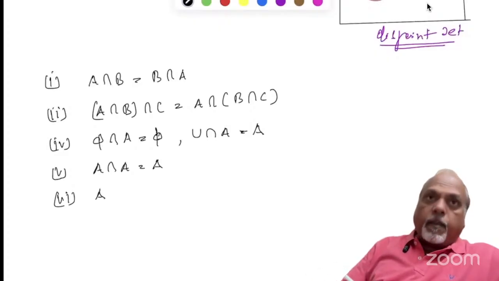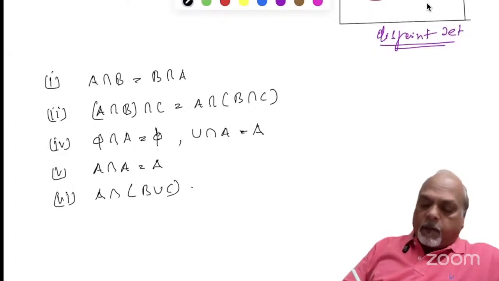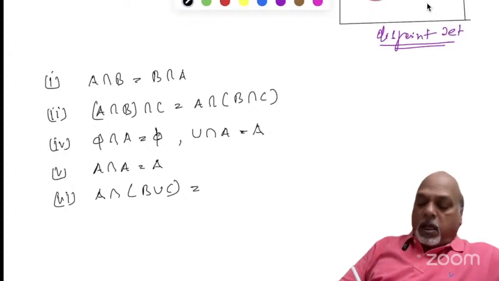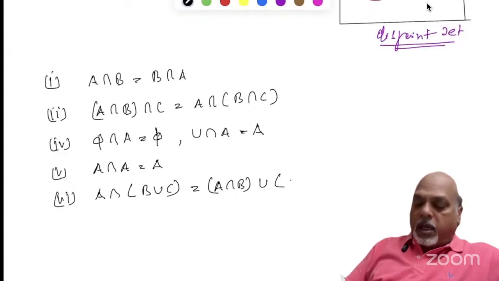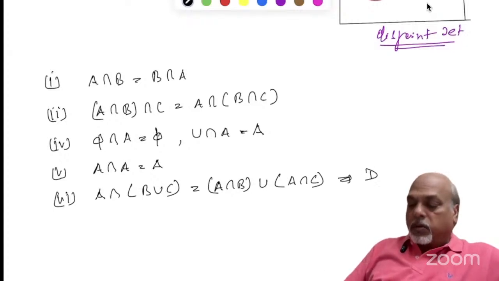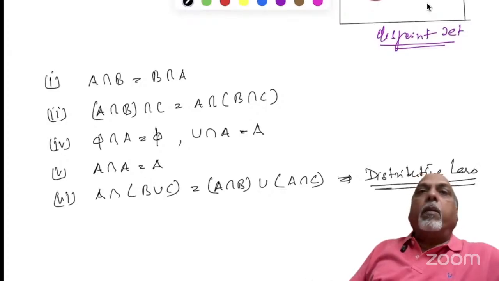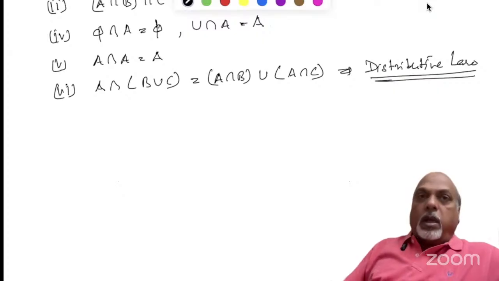Then there is a distributive law also. A intersection (B union C) is equal to (A intersection B) union (A intersection C). This is basically called the distributive law. Correct.